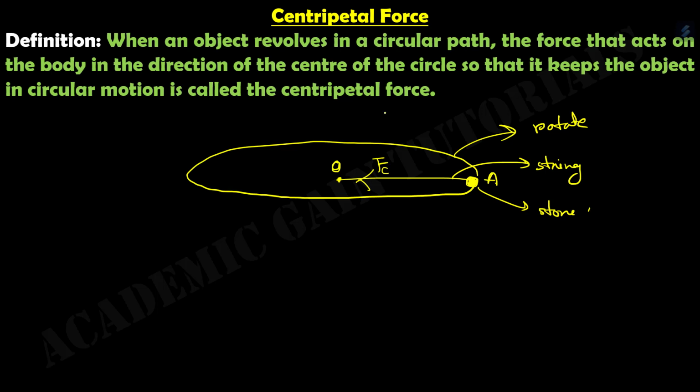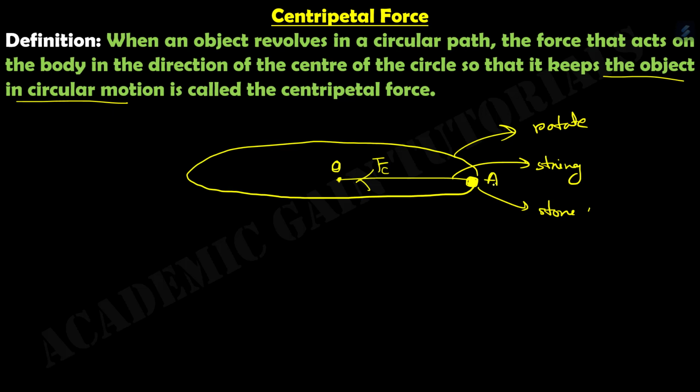So these concepts are defined in our definition. It says that when an object revolves in a circular path, in this case our stone revolves in this circular path, the force that acts on the body in the direction of the center of the circle keeps the object in circular motion. This is the very important thing: the object in circular motion.